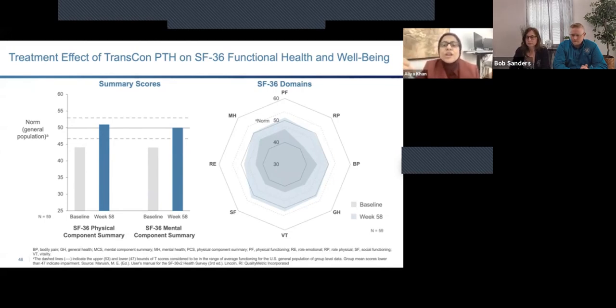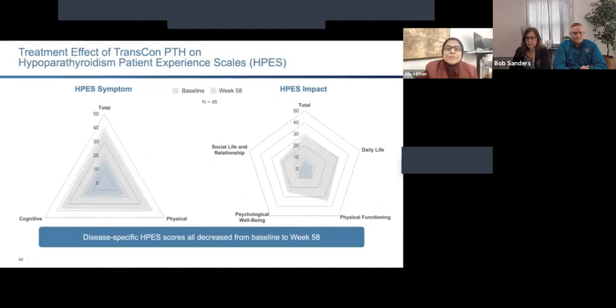Their cognition, their energy. Another patient was able to stop her depression medication. And she said, I was able to stop my antidepressants after treating the hypoparathyroidism. So hypoparathyroidism has an impact on the brain. It has an impact on muscle mass. It has an impact on muscle function. It has an impact on our overall well-being, on anxiety, on mood. And we're seeing an impact with pharmacologic intervention.